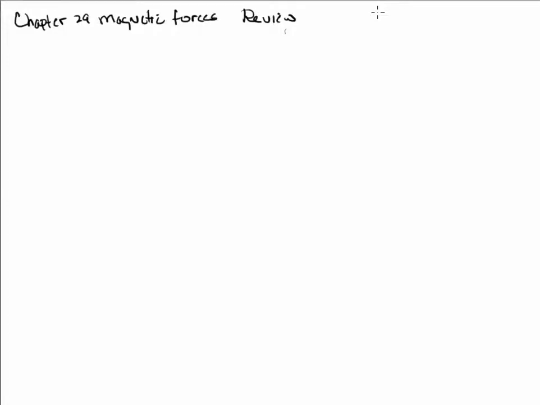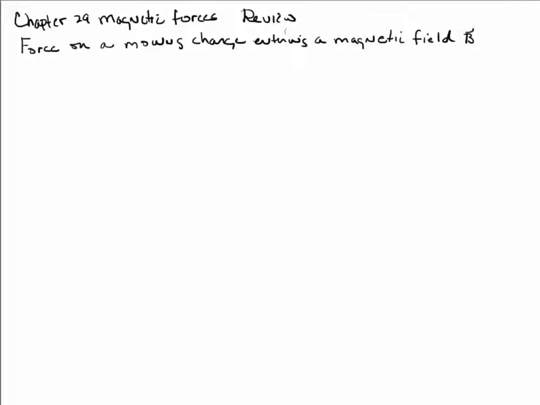Before we begin Chapter 30, let's take just a minute and review Chapter 29. Essentially, the main concepts we covered in Chapter 29 regarding magnetic forces. So the first item that we covered was the force on a moving charge entering a magnetic field given by B.